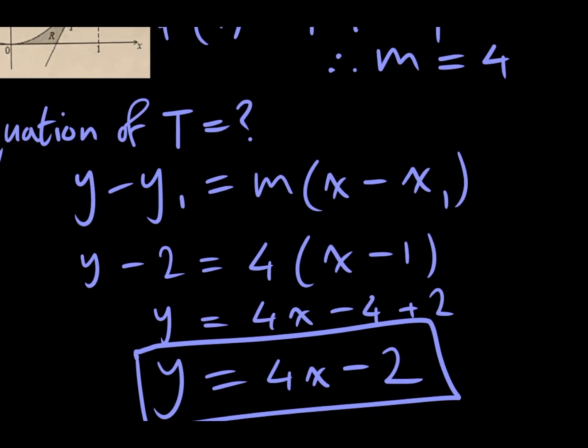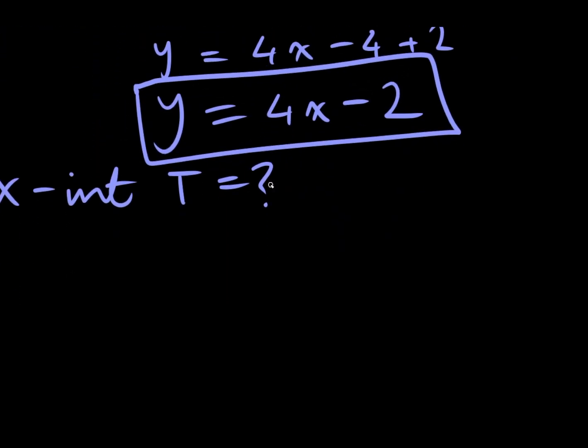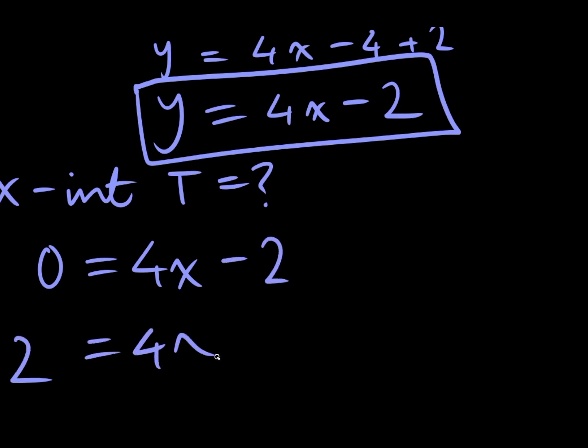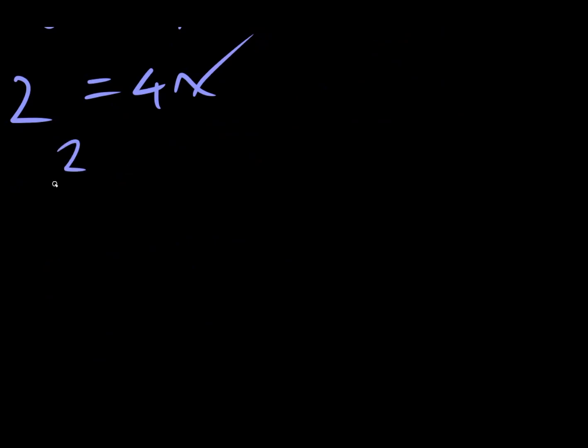Now to find the x-intercept of t, since we have the formula for t, it's simple. We're going to set the y to 0, since that means it'll be touching the x-axis. Minus 2, that means 2 is equal to 4x. 2 over 4, or 1/2, is equal to x. And that's our answer.